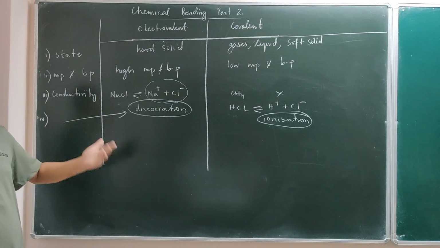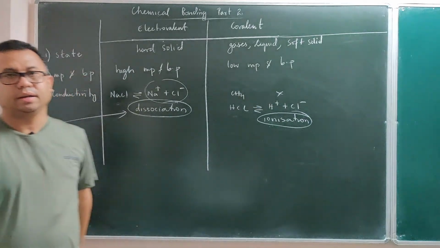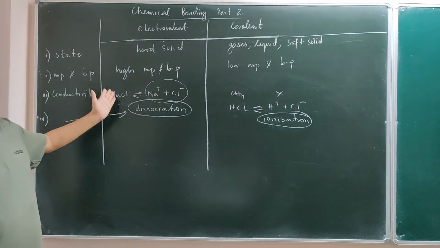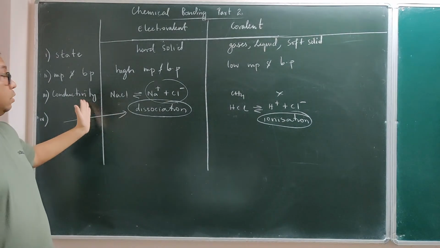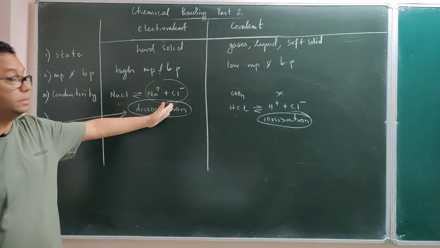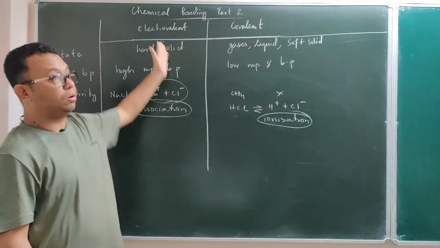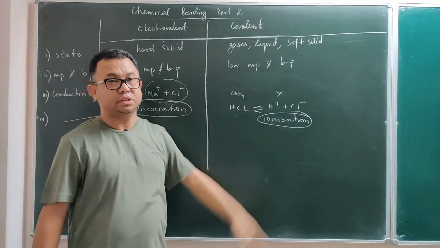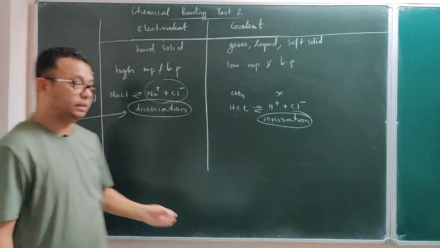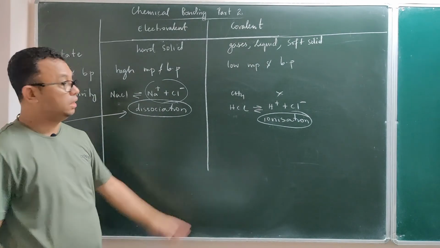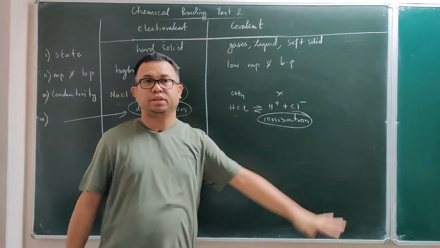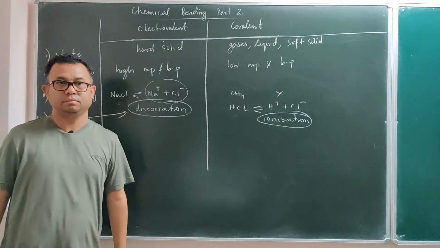So if you are asked what is the difference, then you can say electrovalent compounds are hard solids, while covalent compounds are gases, liquids, and soft solids. Electrovalent compounds have high melting and boiling points, while covalent compounds have low melting and boiling points. Electrovalent compounds consist of ions, and because of which they conduct electricity. Covalent compounds consist of molecules, so they don't conduct electricity. Then you can say that whenever electrovalent compounds break into ions, we call it dissociation, and when a polar covalent compound breaks into ions, we call it ionization.